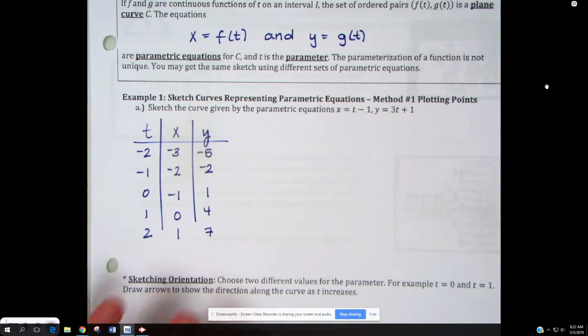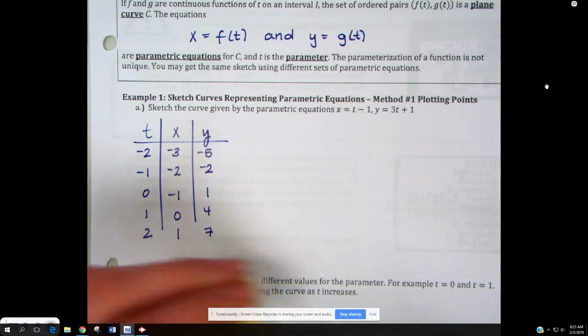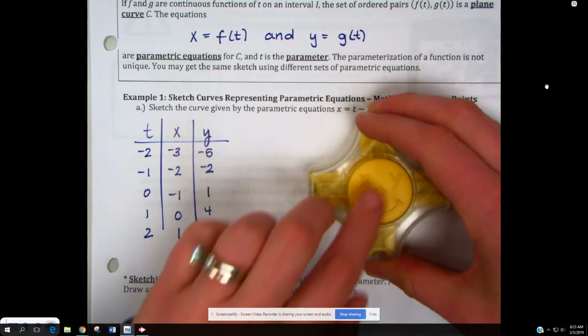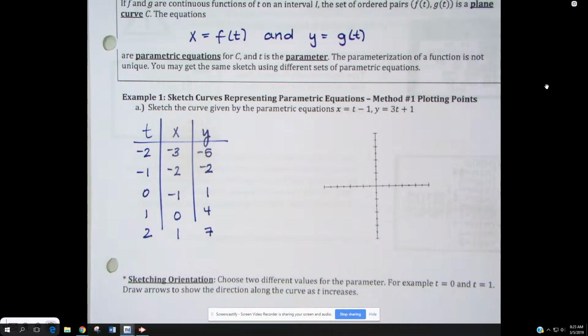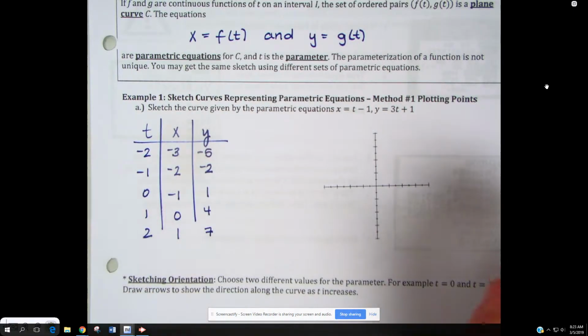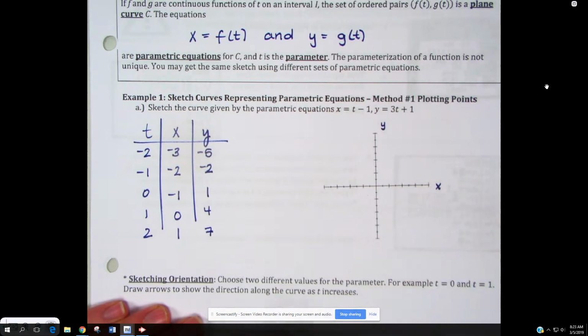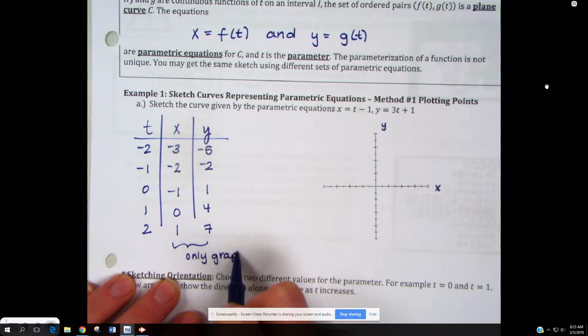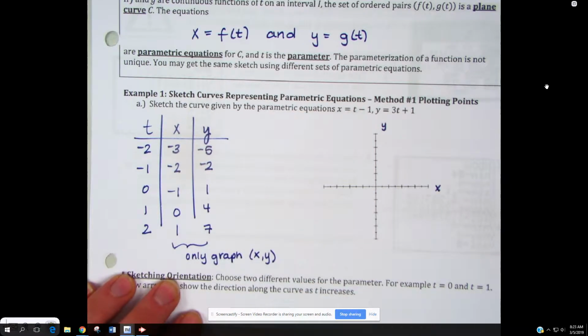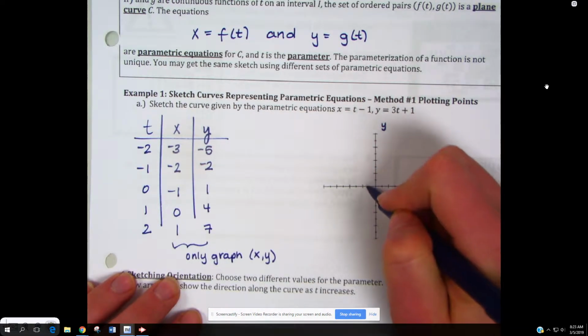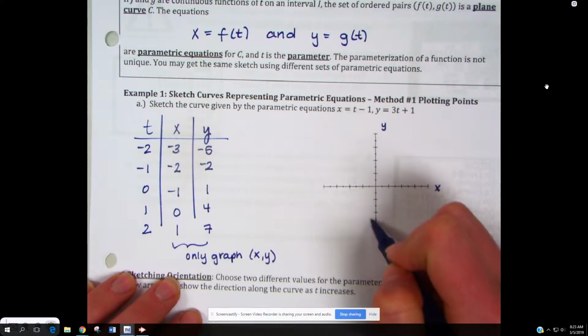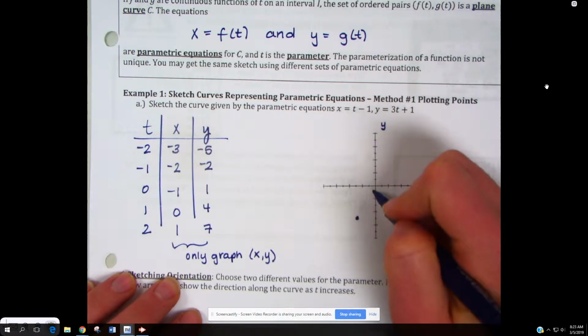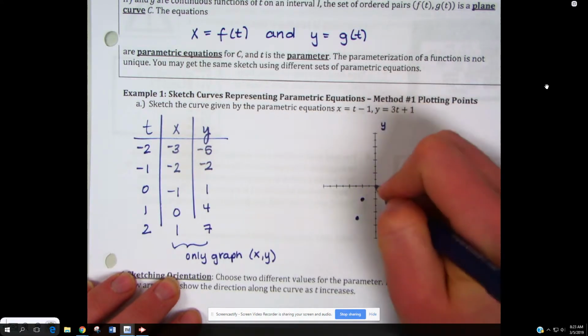Now, when I go to graph, I'm only going to graph in what looks just like our XY plane. I really only graph the X and the Y values. And I'll show you in a minute what to do with the T values. So when you graph, you're only going to graph just like you normally would, and basically ignore the T. So -3, -5, 1, 2, 3, 1, 2, 3, 4, 5, right about here, -2, -2. All right, I'll stop talking out loud.